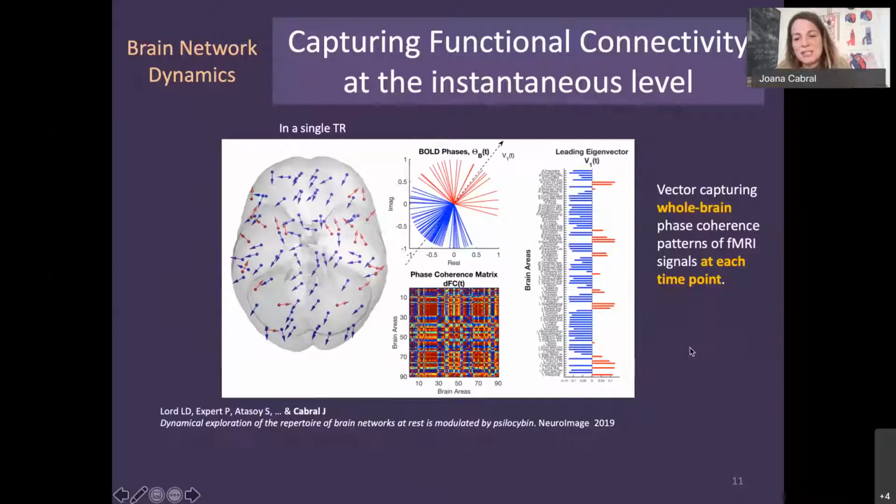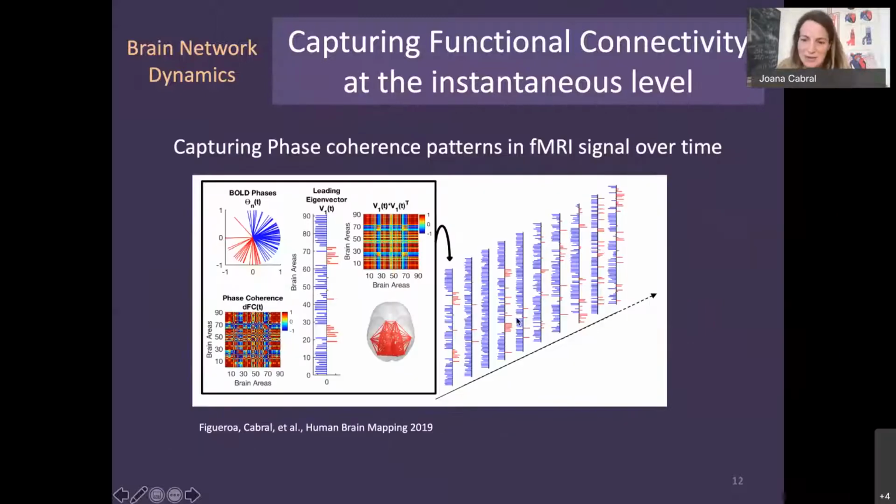Okay, so now if we take at each TR, this is the vector. Here, for example, I'm coloring the brain areas whose signal is shifted from the main signal orientation. So it looks like a relevant brain pattern, but I will go into this later.